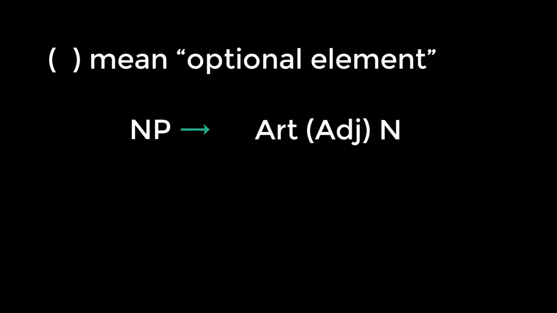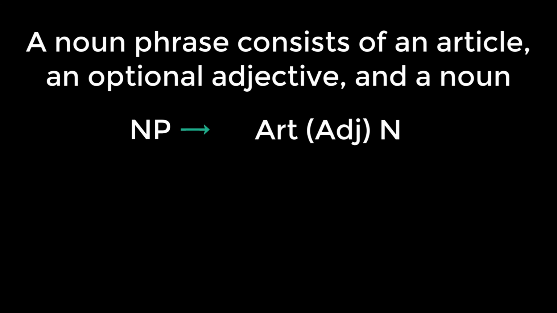Parentheses around an element mean that whatever is inside is to be considered optional. For example, NP → Art (Adj) N. This is a shorthand way of saying that a noun phrase consists of an article, an optional adjective, and a noun.